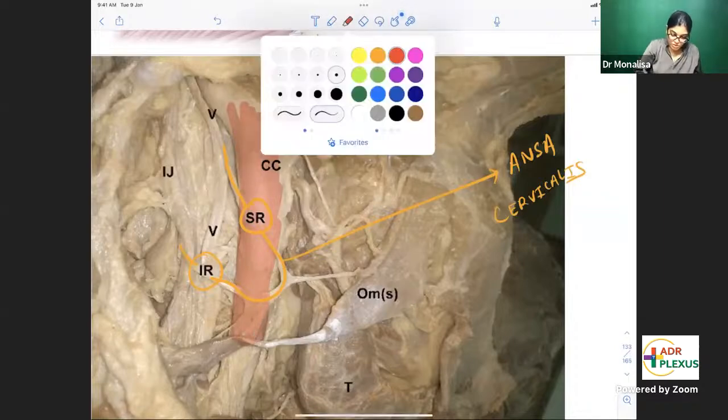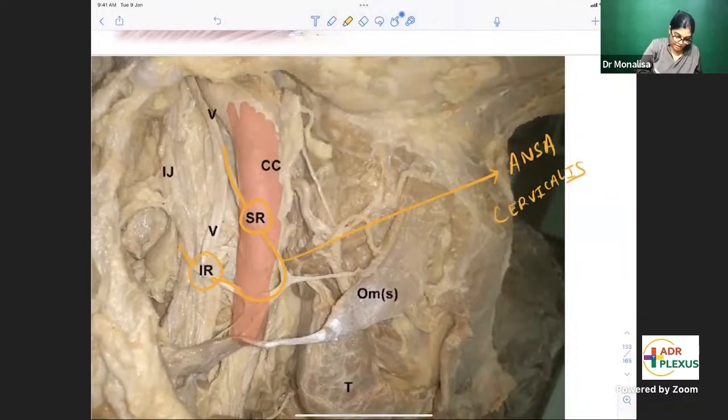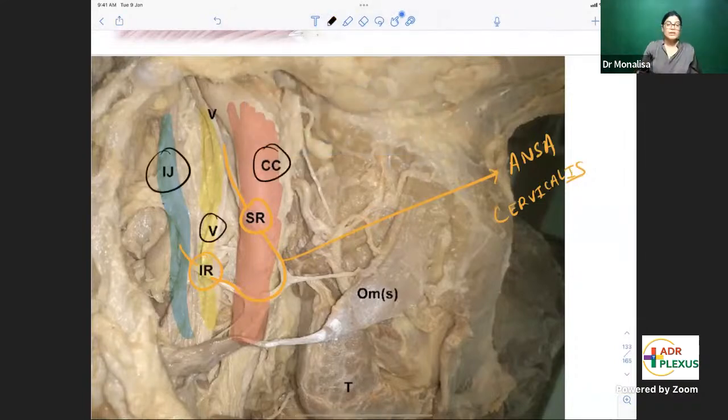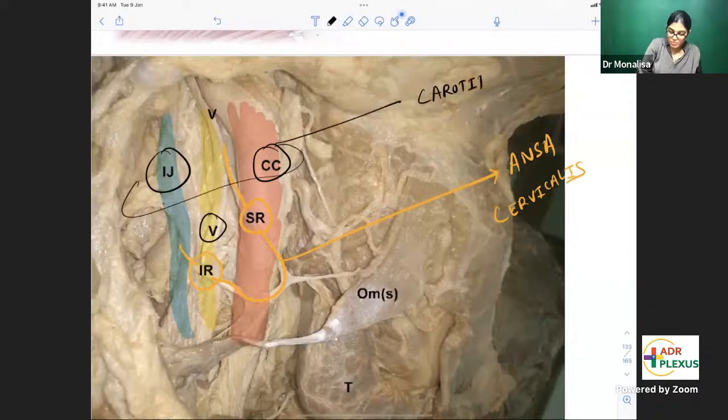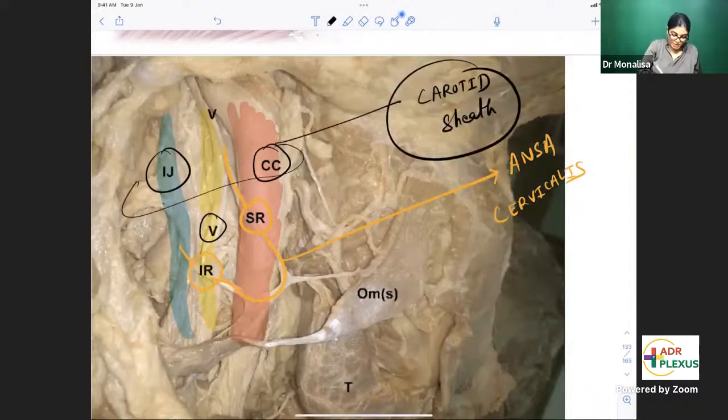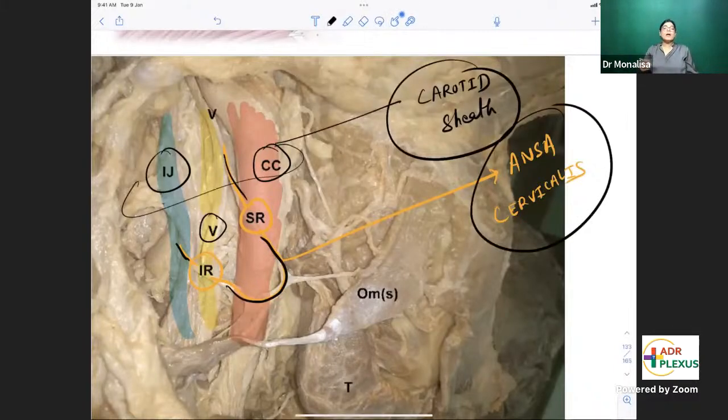It also shows the vagus nerve and the internal jugular vein. So here you can see we have the vagus nerve, common carotid and internal jugular vein. That means these three structures have a covering that is called the carotid sheath. So on the anterior layer of the carotid sheath, we have a nerve loop, and this loop which you are seeing is the ansa cervicalis loop, which is giving innervation to the infrahyoid muscles.